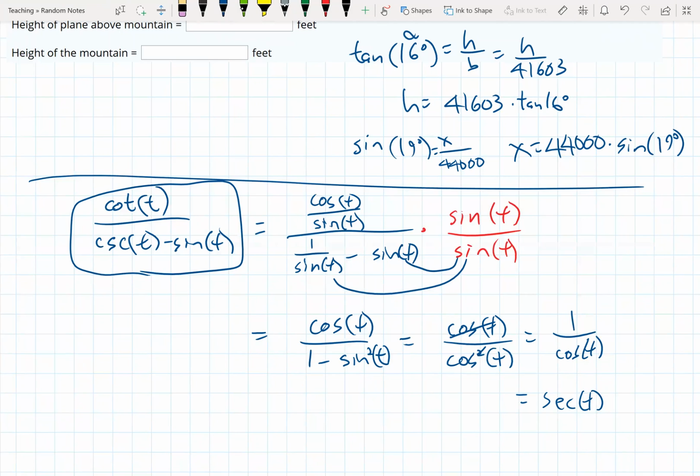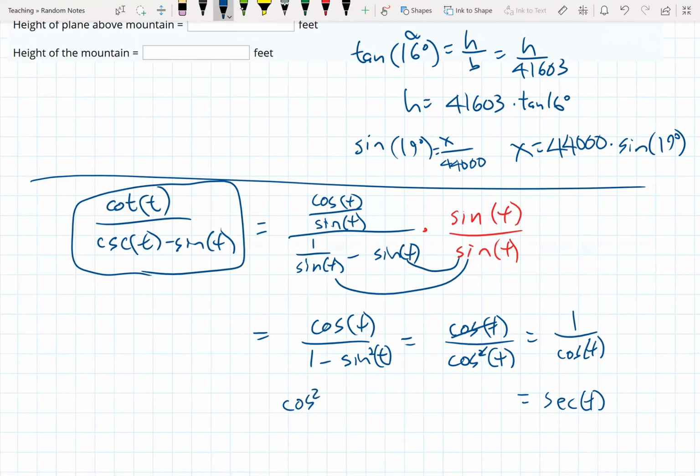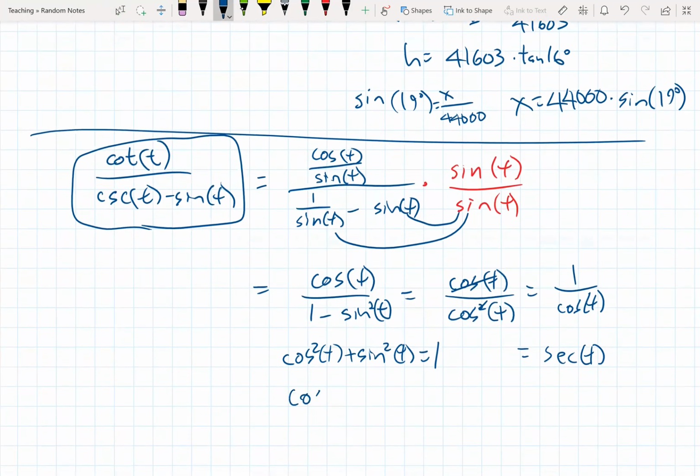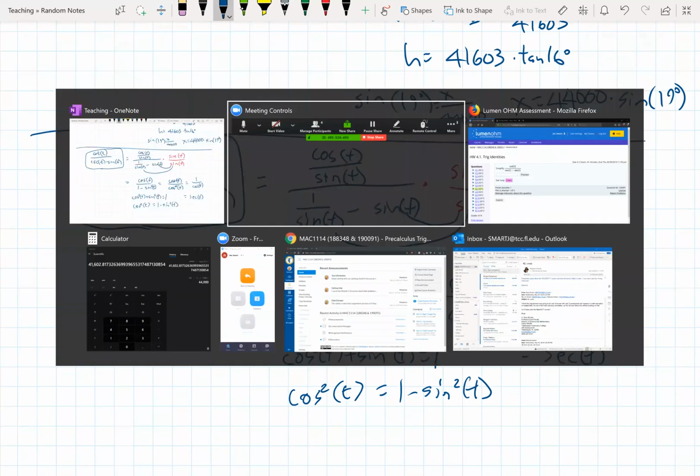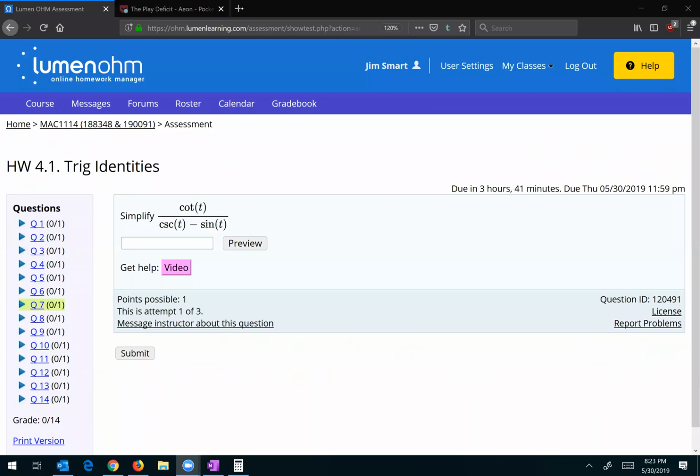And then I didn't write it down, but I'll write it now. Cosine squared of t plus sine squared of t is equal to 1. And if I subtract sine squared, cosine squared of t equals 1 minus sine squared t. And so that's how I changed 1 minus sine squared of t into cosine squared t. And then I could cancel a cosine, top and bottom, which leaves me with 1 over cosine t, which is secant of t. All right. Other questions?